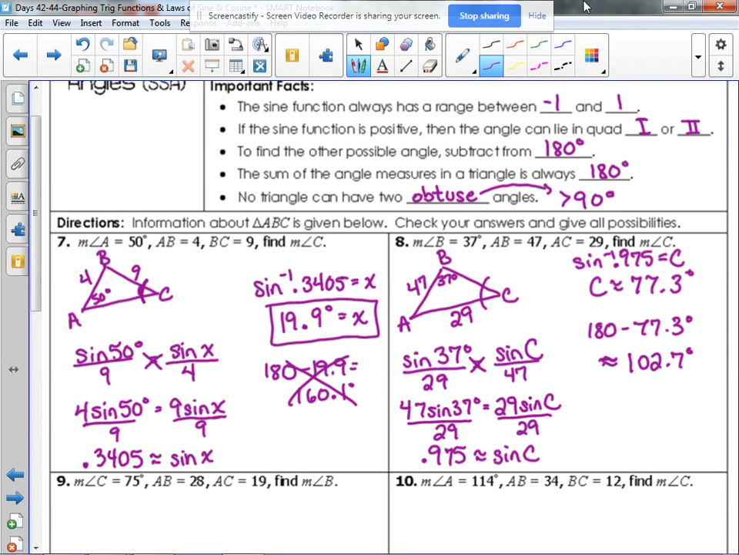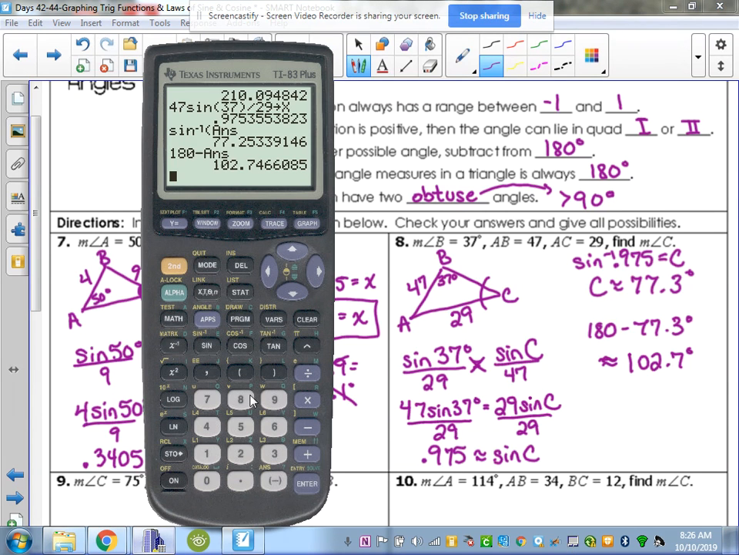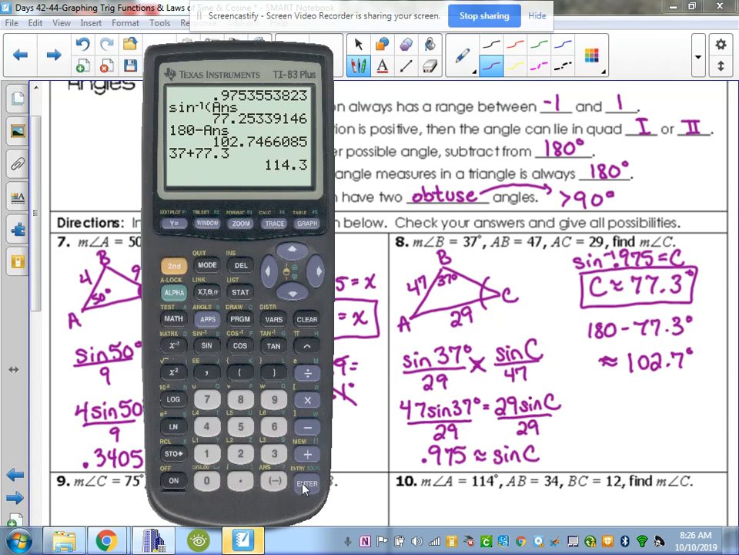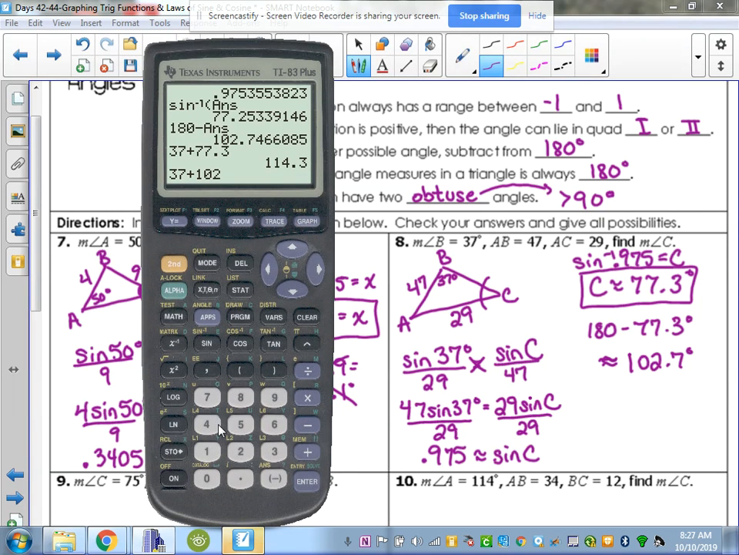Let's see if both of those are going to work in our triangle here. We've got 37 plus 77.3. Obviously, that one's going to be okay. That leaves us enough for a third angle. And then 37 plus 102.7. We still have enough for a third angle in our triangle. So we have two possibilities for that angle C there, 77.3 and 102.7.